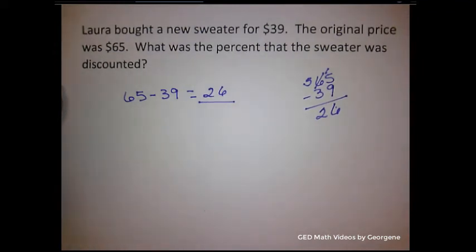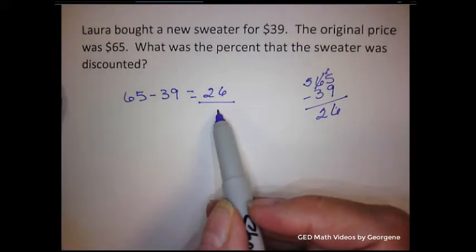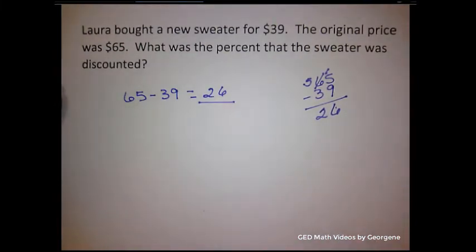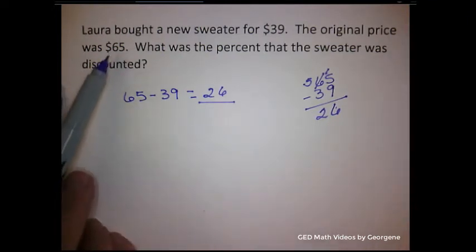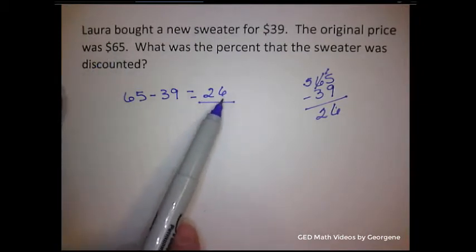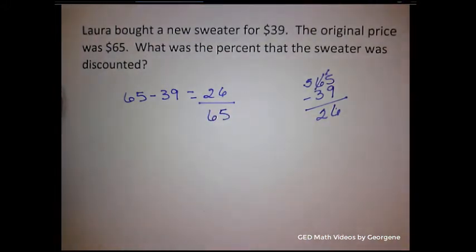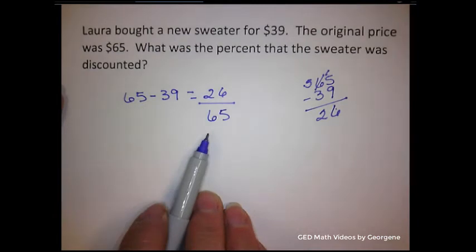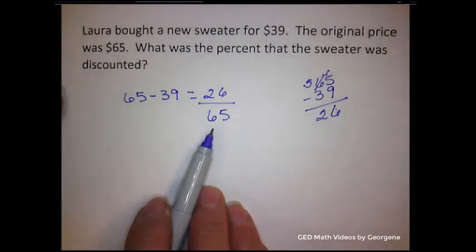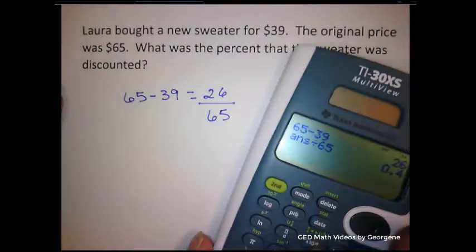The next step is that you want to divide that difference by the starting value. Not necessarily the number that comes first in the problem, but the starting value. In other words, in this case, the original cost of the sweater. And the original cost of the sweater is $65. So we're going to take 26 and we're going to divide that by 65. Now here, there's no way I would try to do this by hand on the GED test. This is going to be on that part of the test that you can use a calculator. So let's grab that GED calculator.